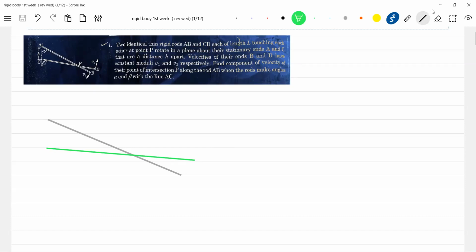Okay, these are the two rods. Something like that. Let's get into what is all indicated. Let me indicate once. This is alpha. This will make an angle beta. This is H. This is A, C, point P.